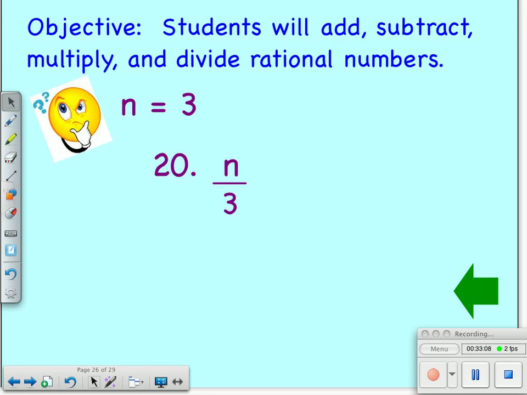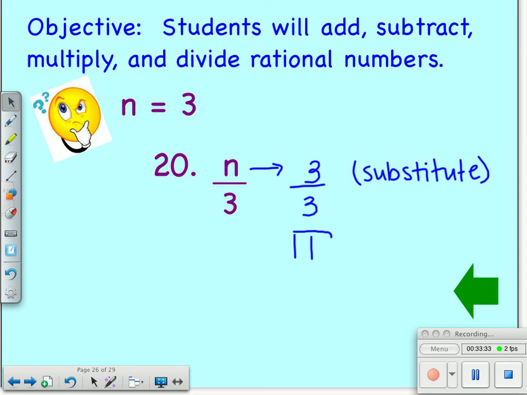Number 20. Again, a division problem. Substituting the n for what number? Yes, 3. Substituting for 3. Again, I'm just going to keep writing this word so that we just don't forget. We're using substitution. And everything else remains the same. 3 divided by 3 is 1. Your answer is 1. And number 21, sorry.